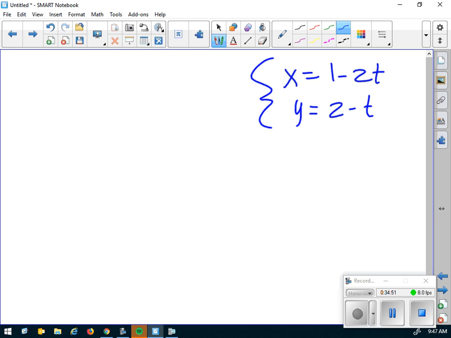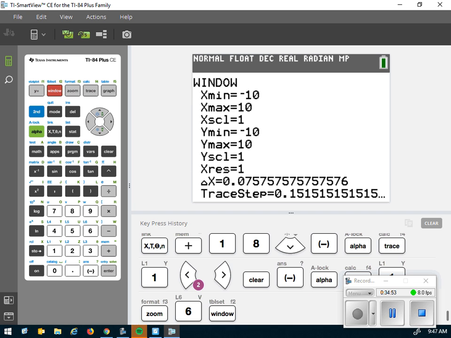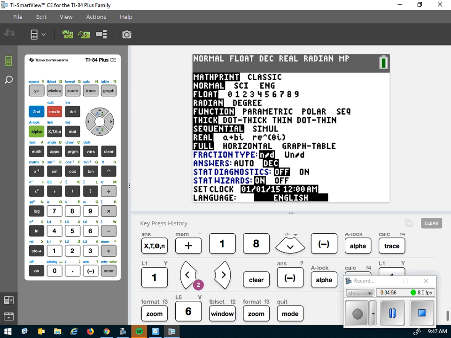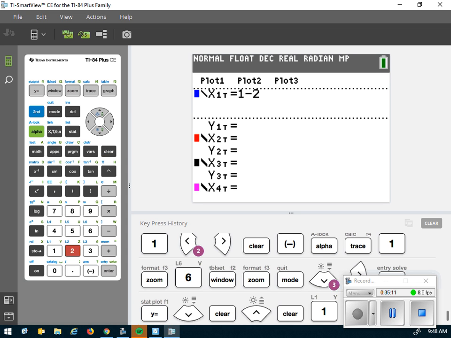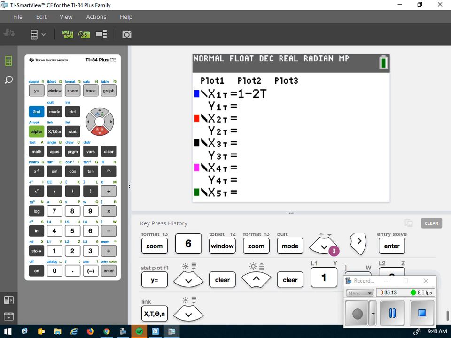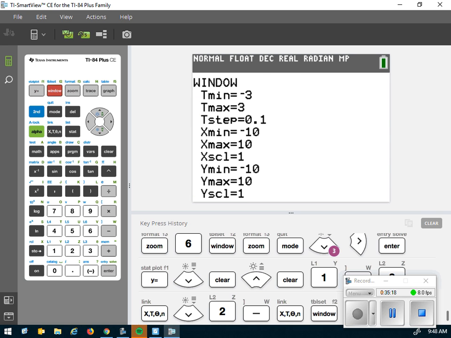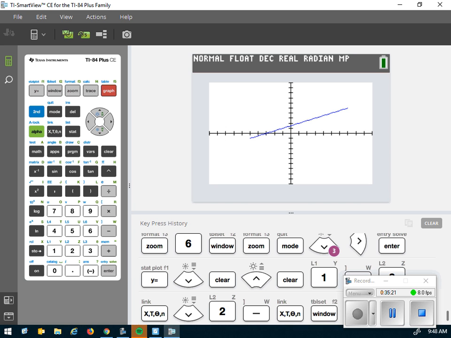Go back to parametric mode. Ah, come on, Stennett. And it was 1 minus 2t. And 2 minus t. Trace. Notice where it starts.